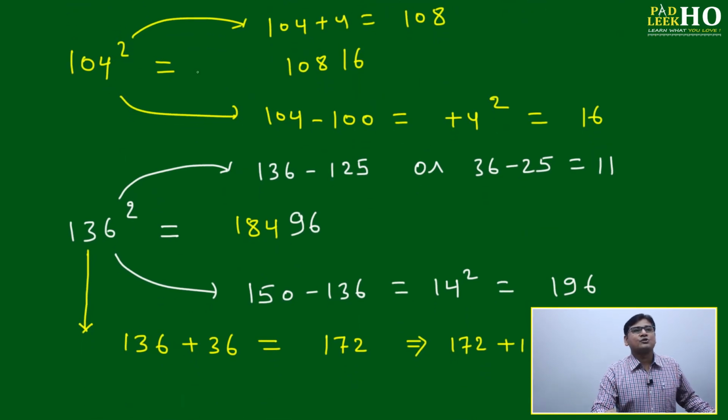In the same way, if you take 104 square, what do you have to do? Number minus 100, plus 4, 4 square 16, 108 and 16, 10816. I think this is understood.